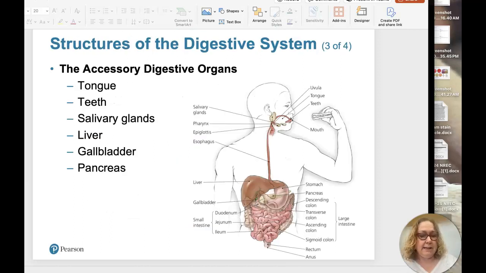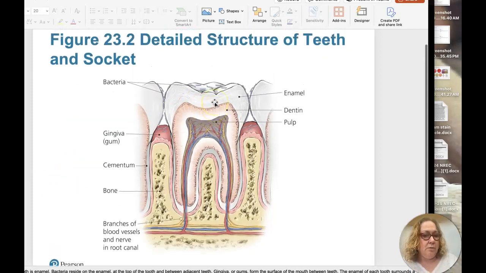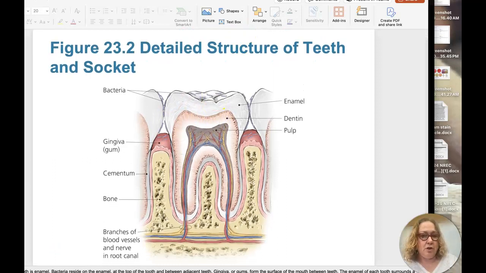Okay, let's talk about accessory digestive organs. That's everything up here: your tongue, your teeth, your salivary glands, your liver, your gallbladder, and your pancreas. These are accessory digestive organs. Let's talk a little bit about the detailed structures.